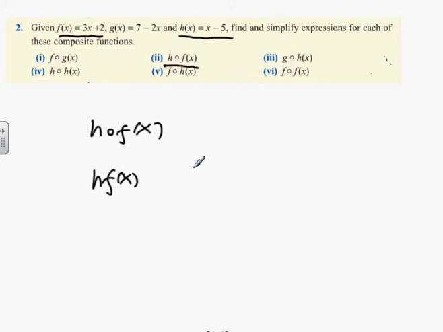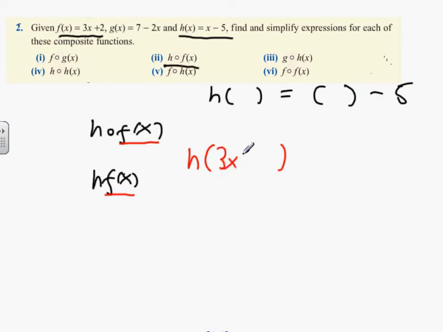Now guys, anybody in the class tell me how to do this? Okay. What's the rule for h? Whatever h is, you take away 5. And what does it say h is for this question? H is whatever f of x is. So what is f of x? 3x plus 2. So in the gap we replace it with 3x plus 2.